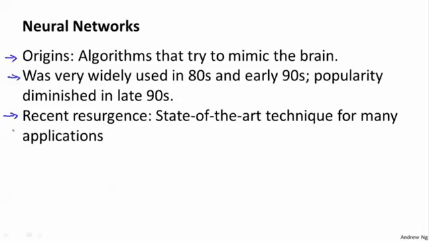One of the reasons for this resurgence is that neural networks are a computationally somewhat more expensive algorithm, and so it was only more recently that computers became fast enough to really run large-scale neural networks. And because of that, as well as a few other technical reasons, which we'll talk about later, modern neural networks today are the state-of-the-art technique for many applications.